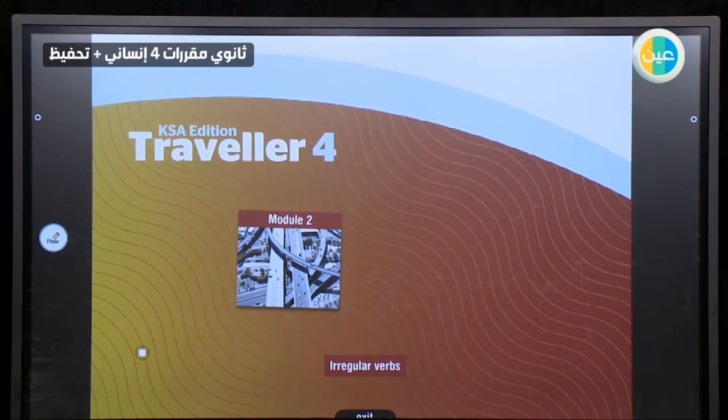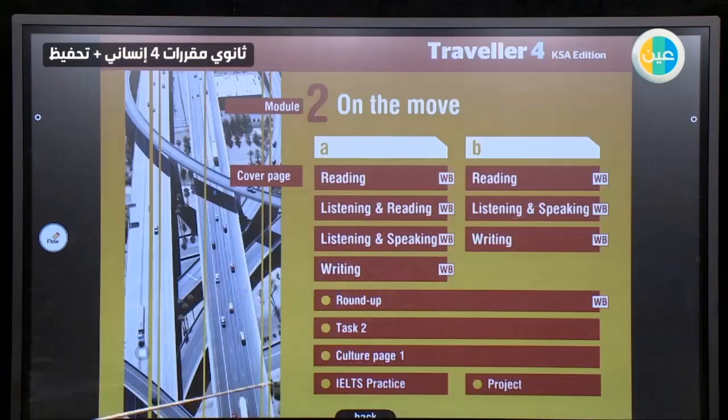Welcome. We have today revision on Module 2 on page 21. Please open your books on page 21. We can see here a picture on the cover page. The title of this module is On the Move. When you move from one place to another, we say on the move.